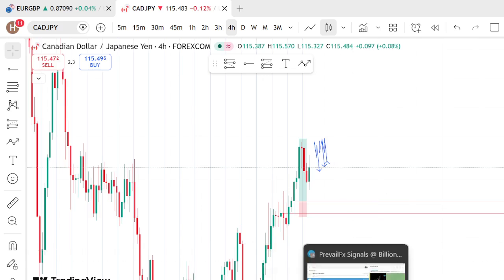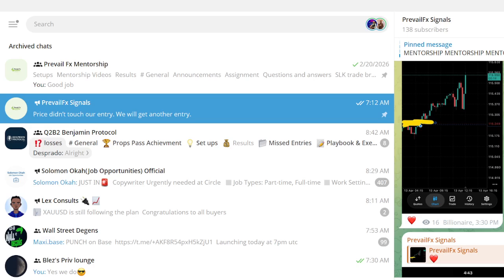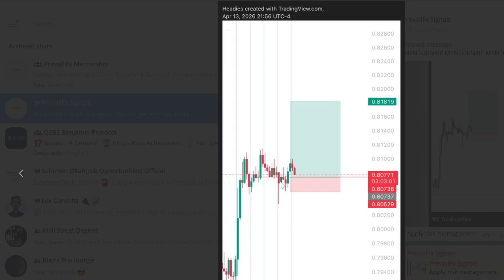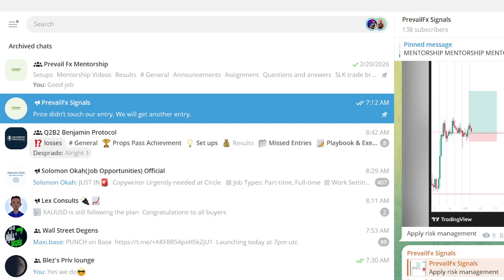I post live trades, but not all the time. This morning I posted a live trade, but price neglected my entry. You can see it was close to my entry and it didn't tap me in. And then I dropped it. Price didn't touch our entry. I got another entry. Price still ignored it, and it's already moving in our direction.